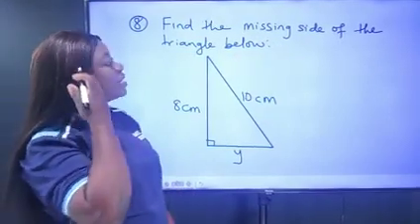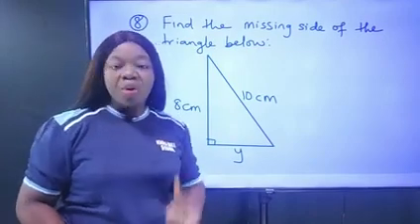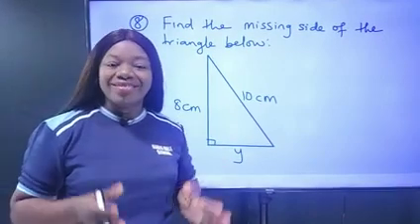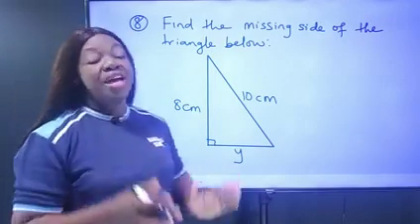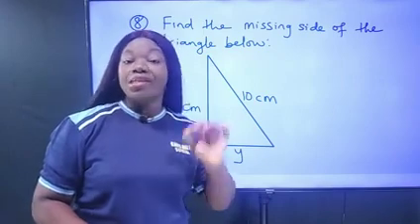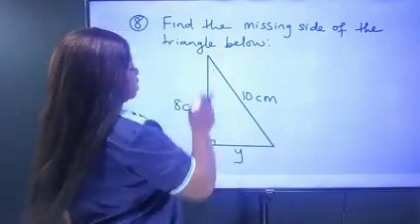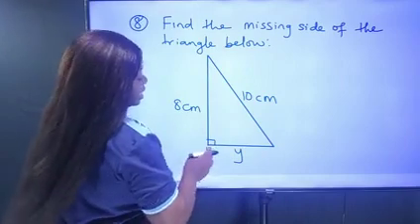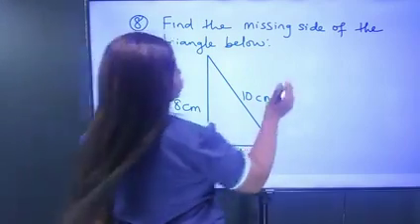The next question says, find the missing side of the triangle below. Previously we have learnt Pythagoras theorem. So to find any side of a right angle triangle, we apply the Pythagoras rule. So now this is the hypotenuse, this is the opposite, and this is the adjacent. So now to find the adjacent, this is what we're going to do.